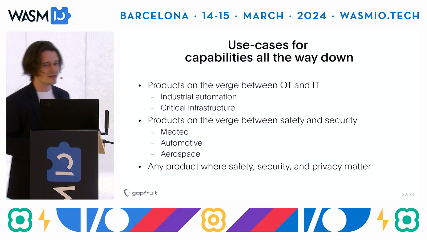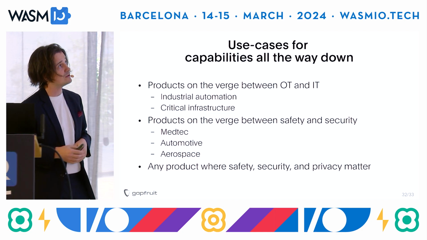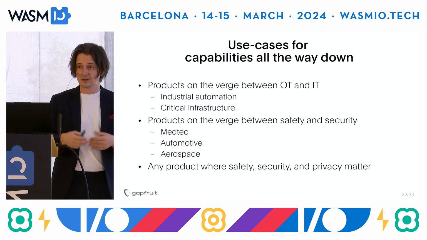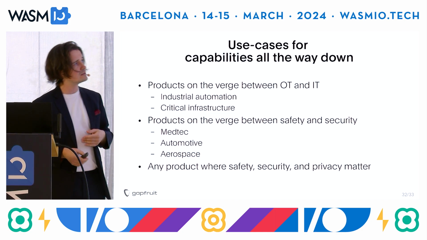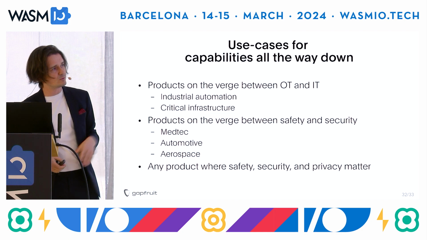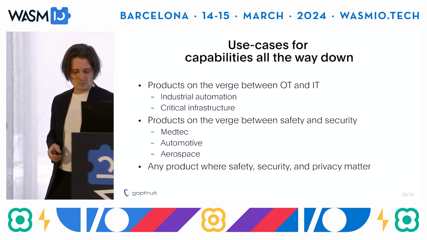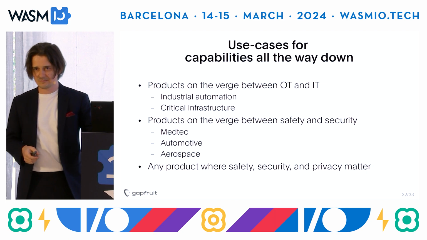So what are the use cases for capabilities all the way down? Well, products on the verge between OT and IT, which are in use for decades. And then products on the verge between safety and security, and basically any product where security matters.